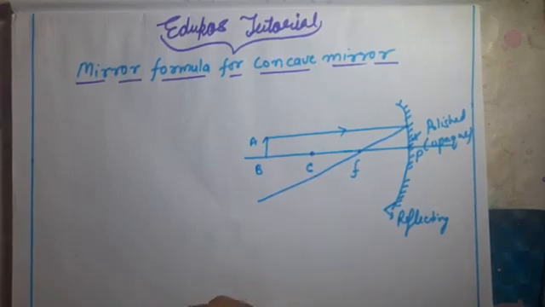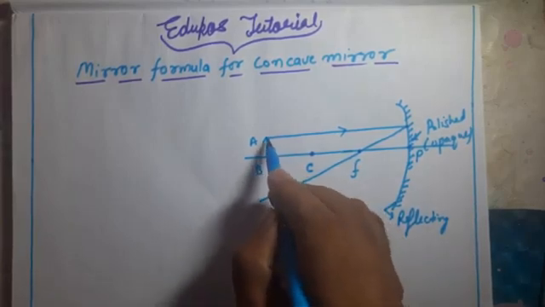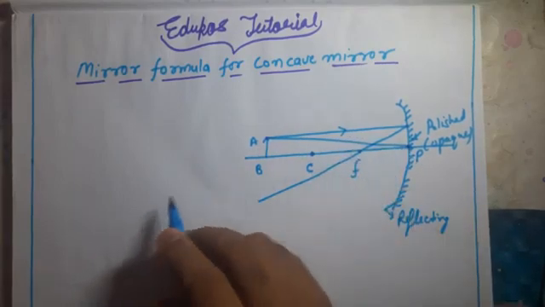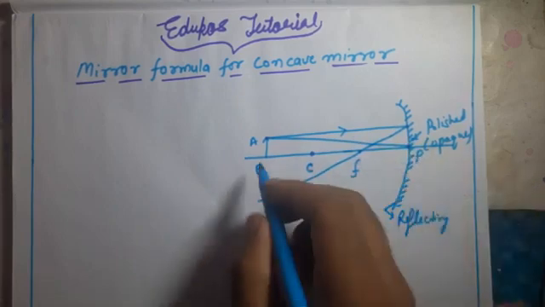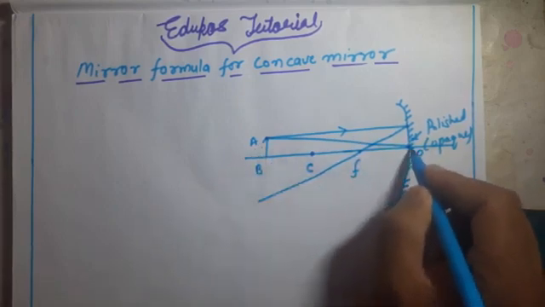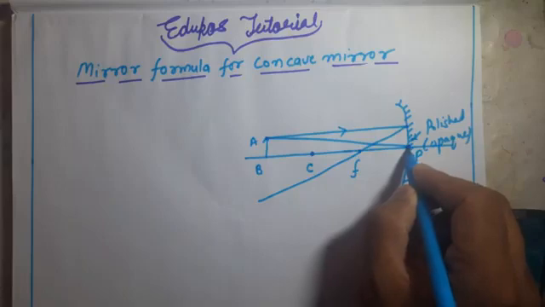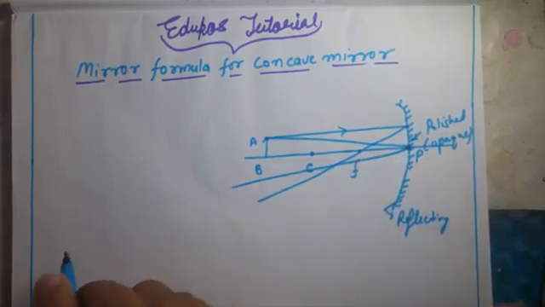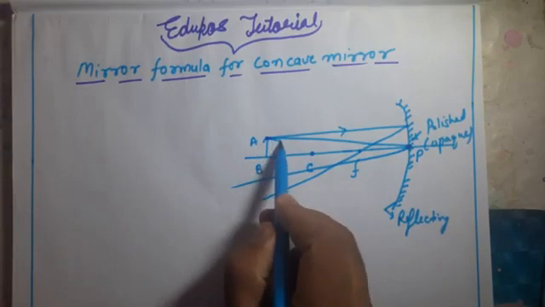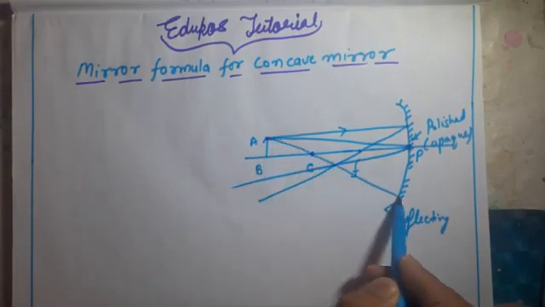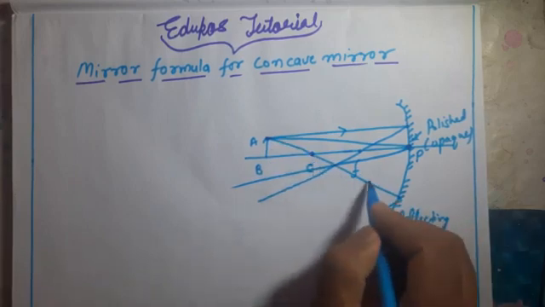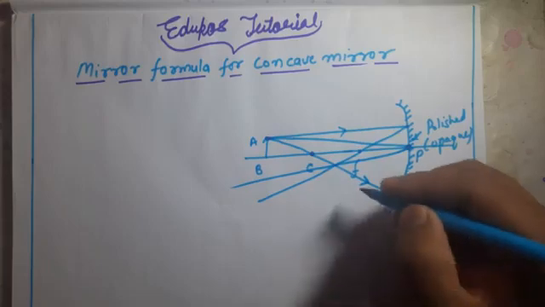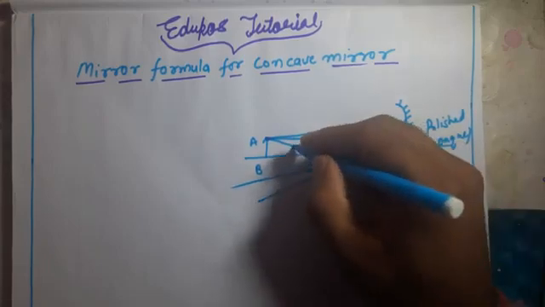Okay, like this, and a second ray which is incident on the pole. Here the angle of incidence and angle of reflection will be the same. Again let us assume a ray which is passing through the center of curvature, and as we know, a ray which is passing through the center of curvature, after reflecting, retraces its original path.